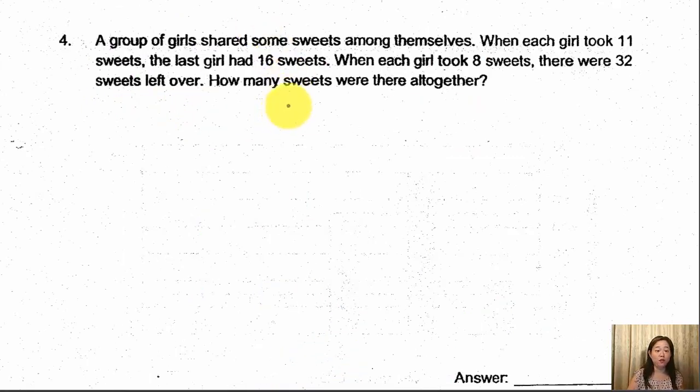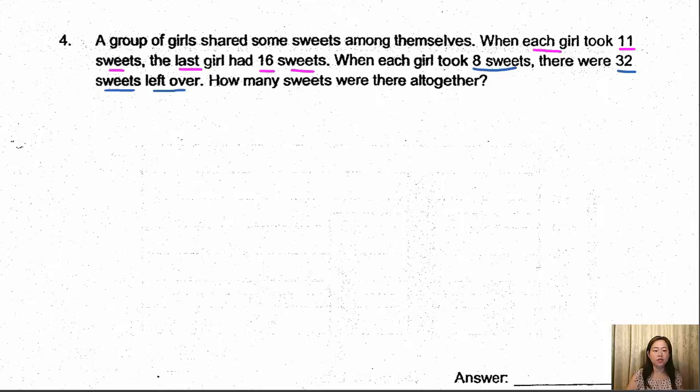Let's move to question 4. A group of girls shared some sweets among themselves. When each girl took 11 sweets, the last girl had 16 sweets. When each girl took 8 sweets, there were 32 sweets left over.